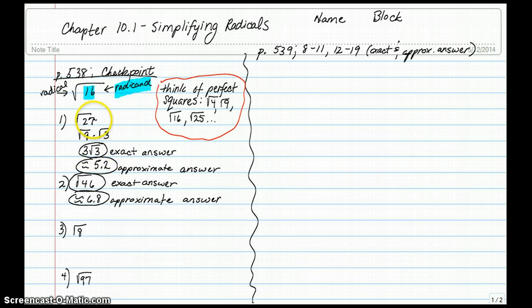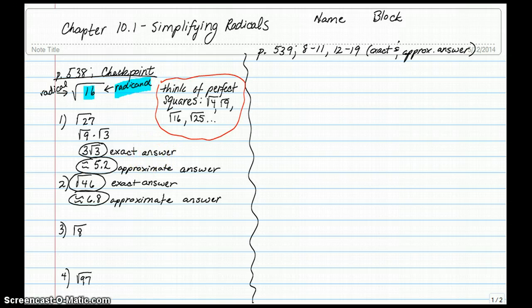On the calculator, we simply plug in the square root of 27. We know that the square root of 27 is between the square root of 25, which is 5, and the square root of 36, which is 6. It's much closer to the square root of 25, so we know the answer is going to be slightly more than 5. When we plug it in the calculator, we get a long number. We're rounding to the tenths, and it's approximately 5.2. That's our approximate answer, whereas 3 square root of 3 is our exact answer.